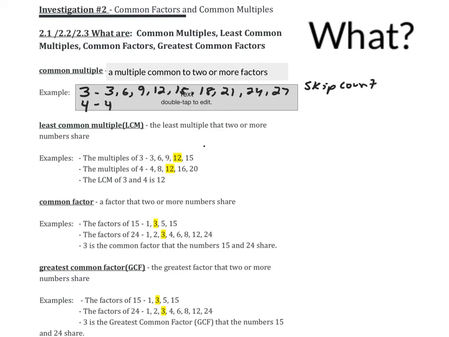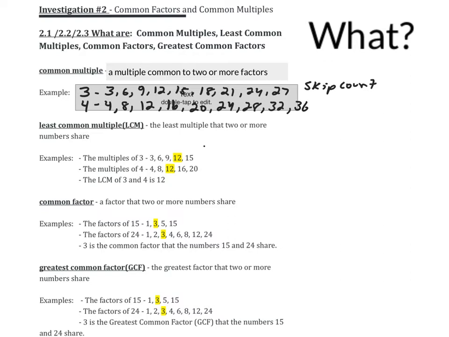So we say 4 times 1, 4 times 2, 4 times 3, 4 times 4, 4 times 5, 4 times 6, 4 times 7, 4 times 8, and 4 times 9. Sorry about the small print. So what do we have now? If we want to find a common multiple, it's just any multiple that's common to those two numbers. So what are they? Let's see if we can find some matches here.